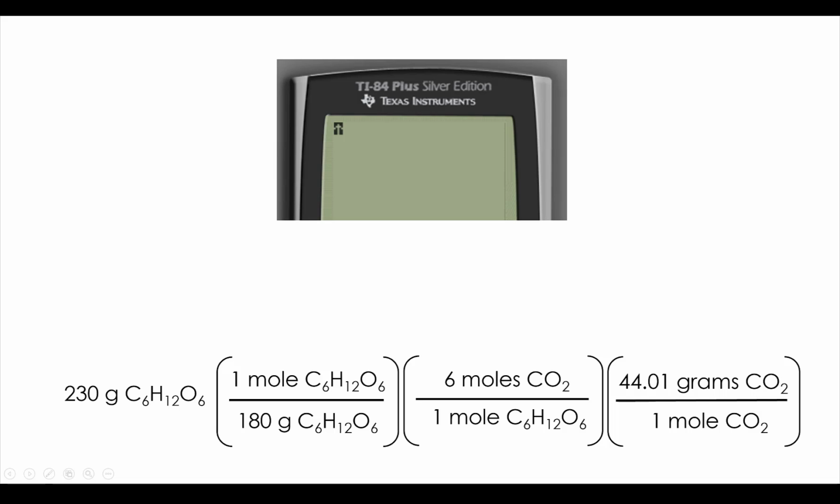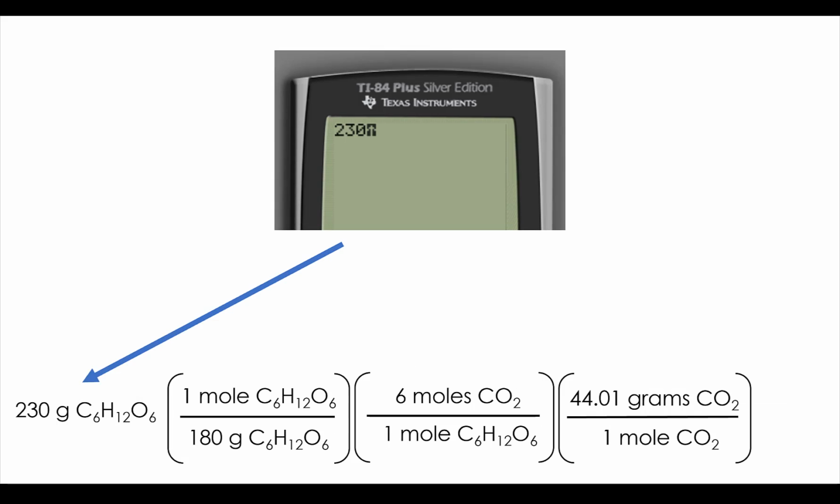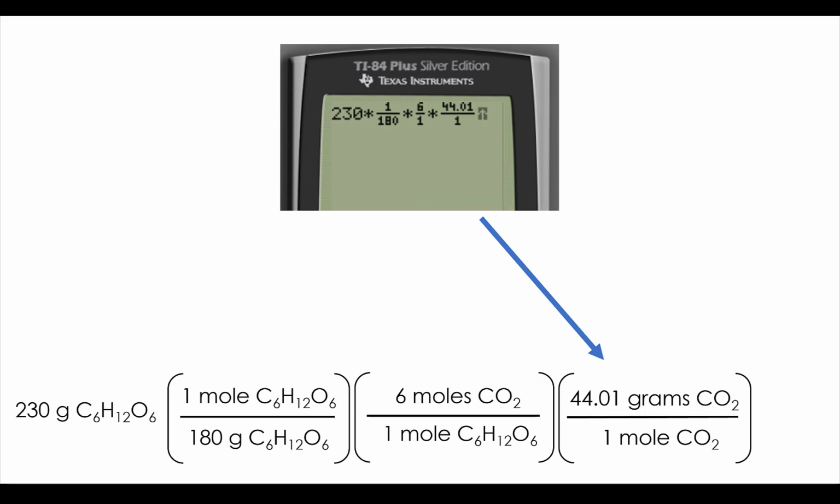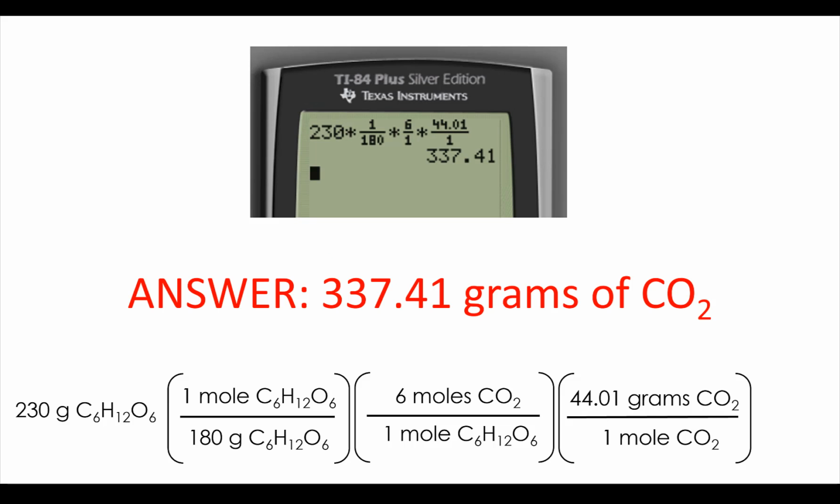So once you actually have your fraction set up, and you are where you want to be, in this case you're representing your final chemical in grams, then you put it in the calculator. 230 times 1 over 180 times 6 over 1 times 44.01 over 1, and you get your answer: 337.41 grams of carbon dioxide.